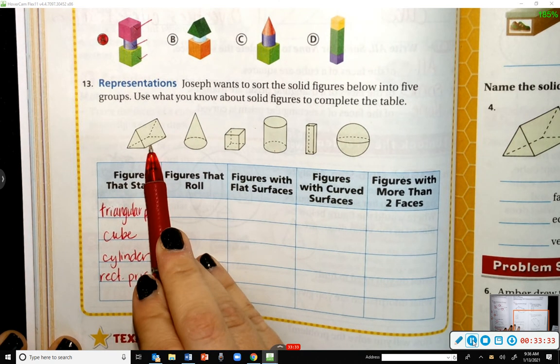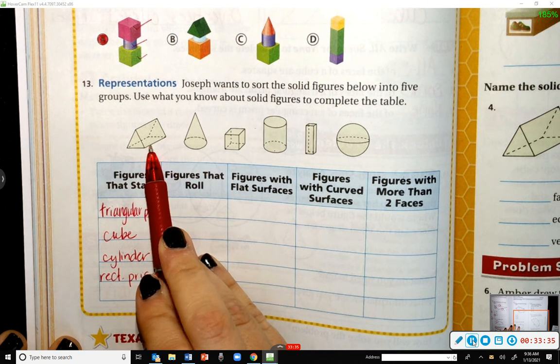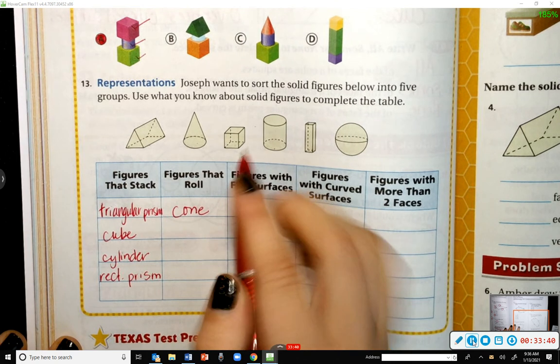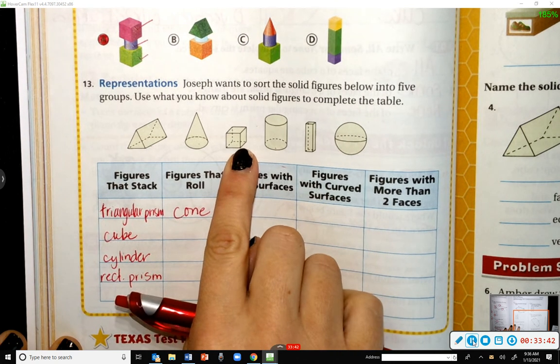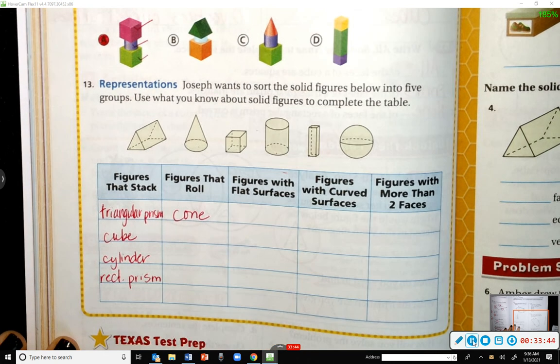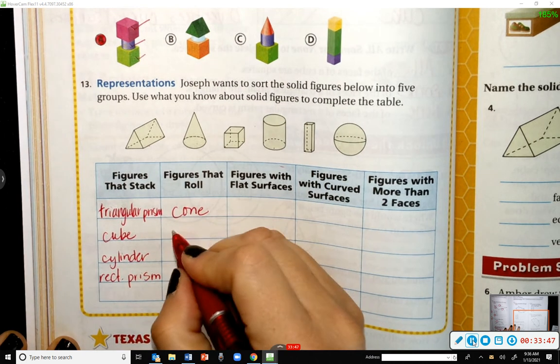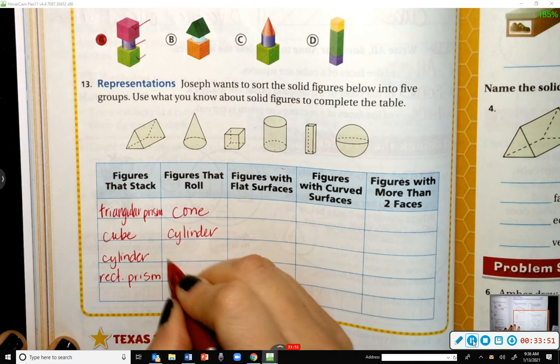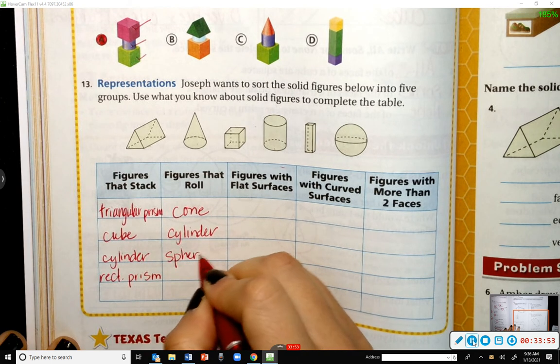Figures that roll. Can you roll triangular prism? No. A cone? Yes. Cube? No. Cylinder? Yes. And what's the last one? Sphere.